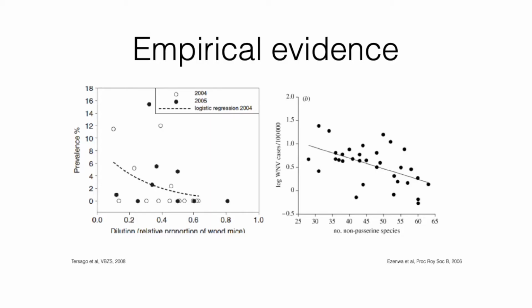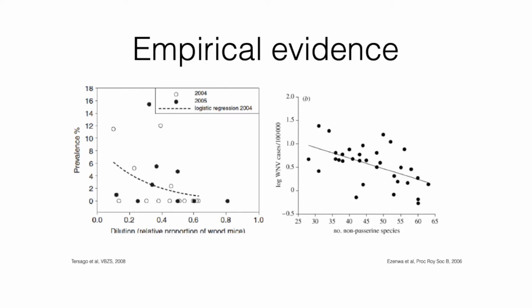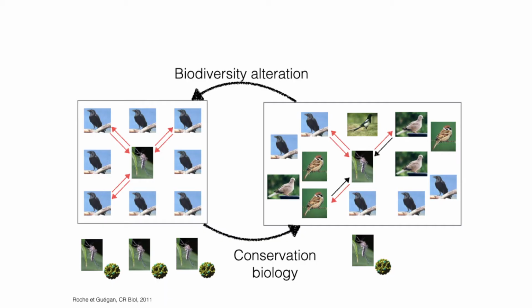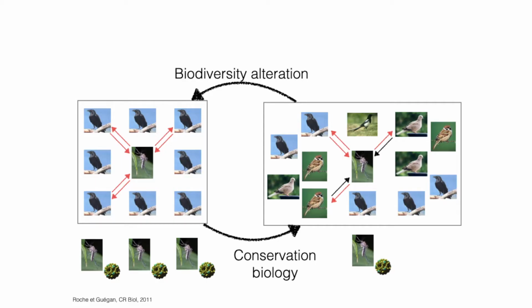We have a lot of empirical evidence for this dilution effect. It has been shown on hantaviruses, on West Nile, and in some parts on Lyme disease. So we have some empirical evidence that it can work. One interesting point with this dilution effect is that it can help us understand how biodiversity alteration leads to an increasing probability of zoonosis emergence. But it also offers us a potential way of action, meaning that conservation biology or rebuilding strategies can actually decrease the probability of zoonosis emergence.